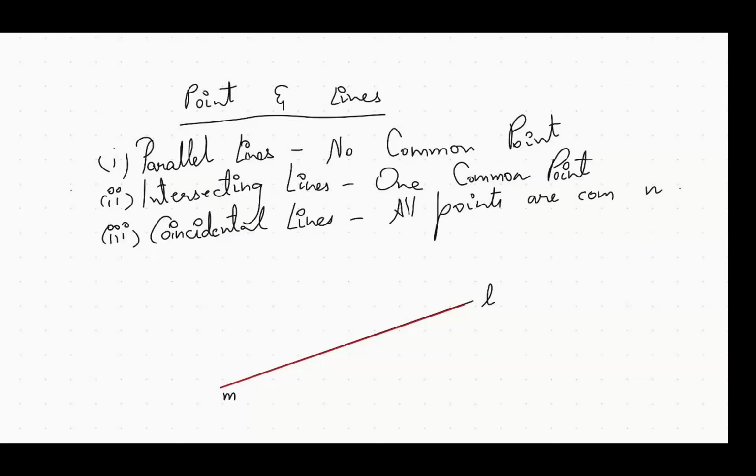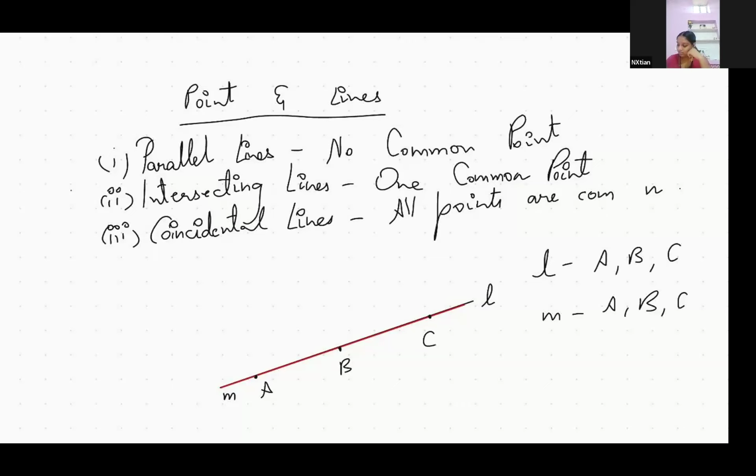Suppose I have points A, B here, and here C. Now my L line also has the points A, B, and C. And my M line, which is right on top of my L line, also has the points A, B, and C. So all points are common. They are on top of each other. This is known as coincidental lines.